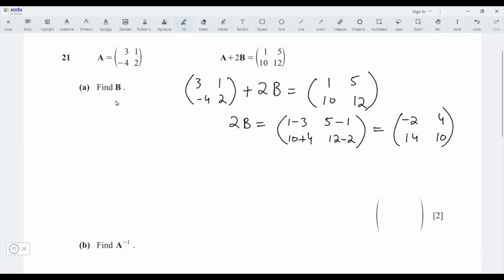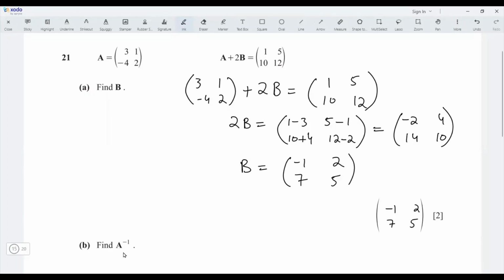So for 2B, we actually have to find B, because 2 is a scalar number. The scalar number is divided into each and every number of the other matrix. So B must equal minus 2 divided by 2, which gives minus 1. 4 divided by 2 is 2. 14 divided by 2 is 7. 10 divided by 2 is 5. So this is the final result. If you have done it correctly, you will not lose any of the marks.